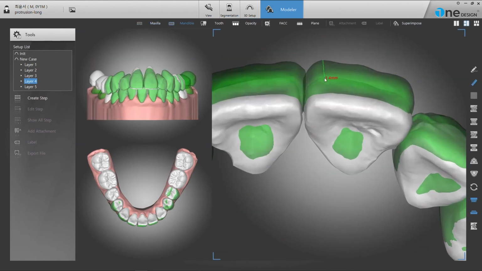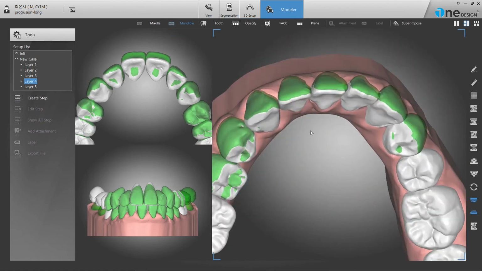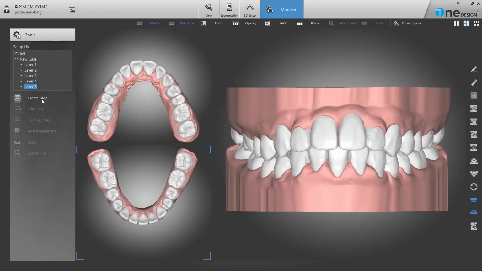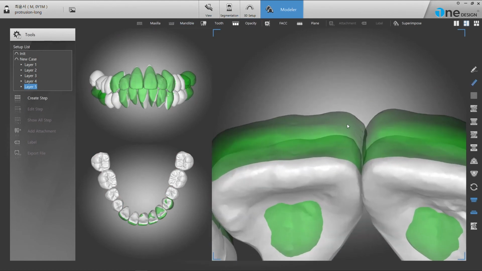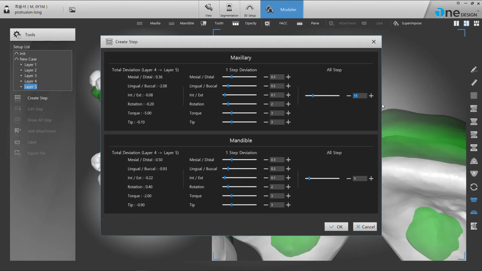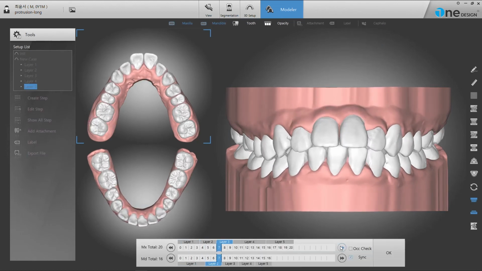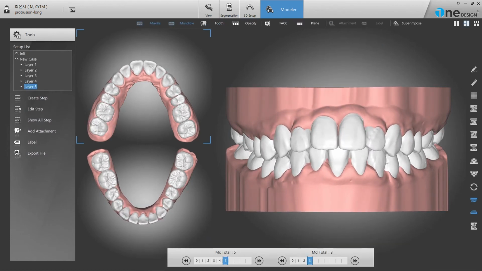In layer 4, tooth number 11 and 41 are the teeth that have moved the most. Divide the steps based on this. In layer 5, tooth number 21 and 41 are the teeth that have moved the most. Divide the steps based on this, and all is set.